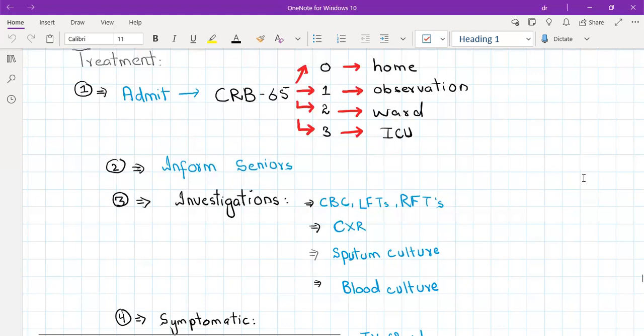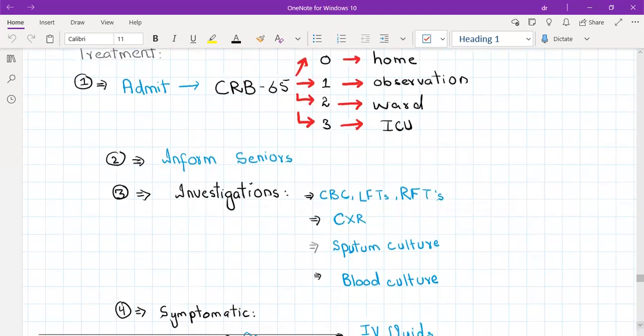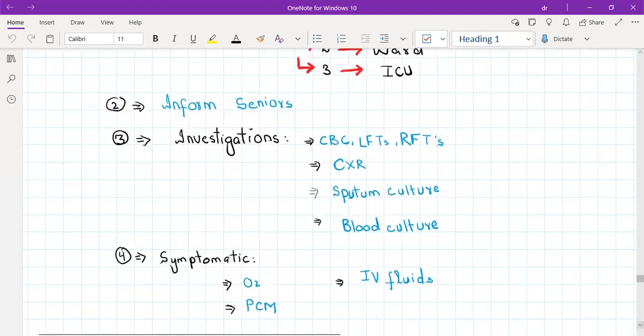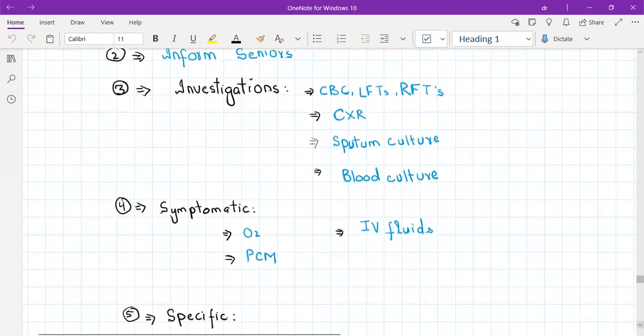So whether to admit or not, this score is really simple to apply, because all the points are clinical: confusion, respiratory rate, blood pressure, and the age. You can just ask the patient, or you can find respiratory rate and blood pressure during examination. So it's easy. You will decide based on this score whether to admit, observe, or send back home. We'll inform our seniors. Investigations will be routine blood tests, that is CBC, LFTs, RFTs, etc. Of course, a chest X-ray, sputum culture, and blood culture. Symptomatic treatment here will be oxygen, paracetamol, and IV fluids.